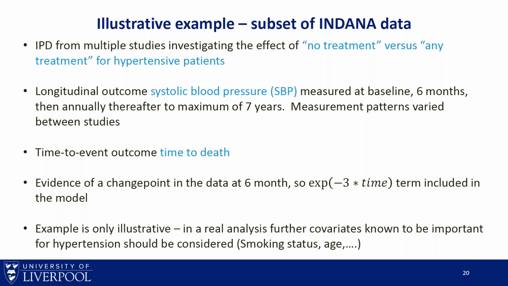I should highlight that initial plots of the longitudinal trajectories showed that the average trajectory showed an initial drop at about 6 months and then a bit of a plateau. So all of the example models I'm including include a function of time to account for this strangely shaped trajectory. I should also point out that this example is only illustrative. If this was a real analysis of hypertensive data, there are many other covariates that should be included in the model, for example, smoking status, age, but we've just presented a simple model to explain how to use a meta-analytic joint model.